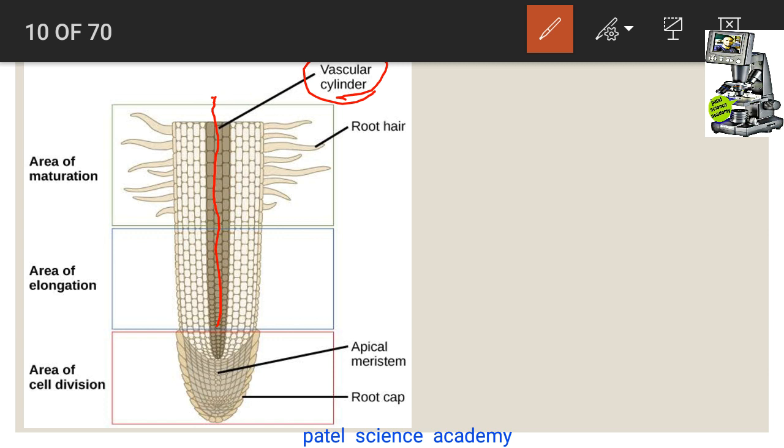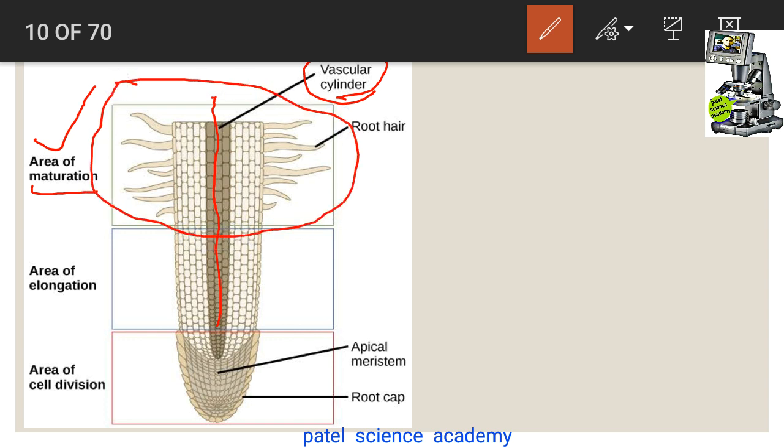And in this region you can see the zone, or region, of maturation. In this region you can see root hairs are present, and these root hairs are a very important part of the root, because the process of absorption of the water takes place by the root hairs, because the cell wall in this region is water permeable.